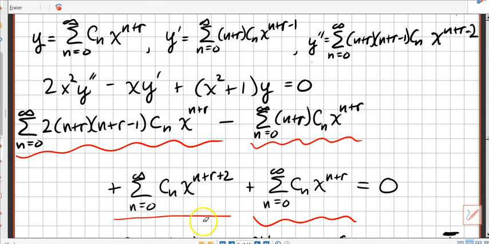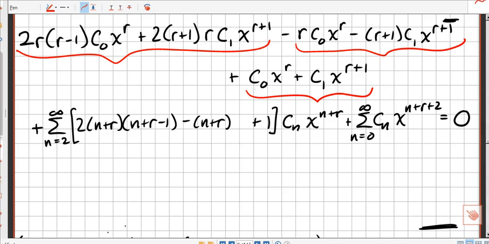Unfortunately, my fourth summation here, this one, starts off with an n plus r plus 2. So if I plug in n equals 0, I actually have r plus 2. That means we're going to have to start at r plus 2, which means I'm going to have to extract the first 2 terms out of the 3 that start at n plus r. So we'll be extracting the first 2 terms out of all 3 of those summations so that everything's starting at the exact same place.